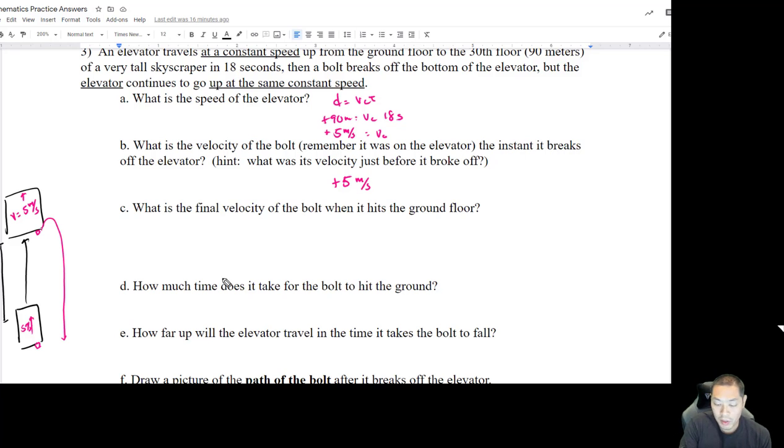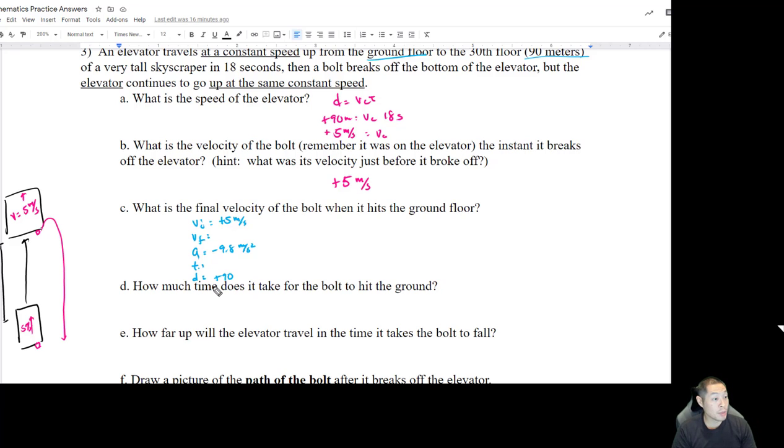Now we want to know the final velocity of when the bolt hits the ground. Let's set it up. We know vi, vf, a, t, d. Let's figure out what we do know. We know vi is positive 5 meters per second. a is negative 9.8 meters per second squared. And we know one more thing. It started from the ground floor. It traveled 90 meters, so the displacement was positive 90.